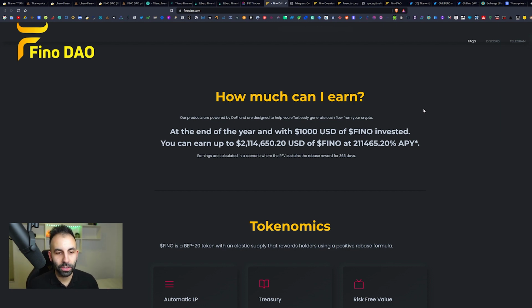Our products are powered by DeFi and are designed to help you effortlessly generate cash flow from your crypto. And it literally is effortless, guys. At the end of the year, with $1,000 of Fino invested, you could earn up to $2 million worth of Fino at this particular APY rate. Now that is based on the price of Fino staying the same, which it never does. It goes up and down, but there's a strong chance this could go up for, who knows, weeks, months, or the next few days.